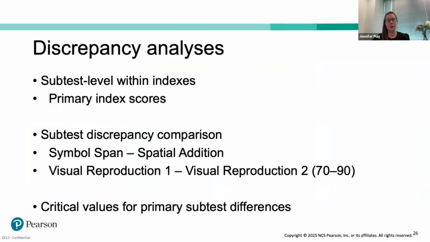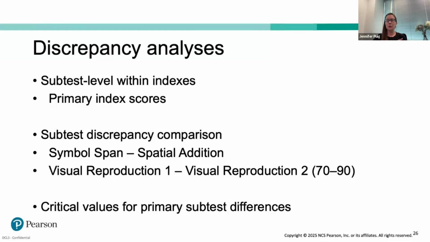All right, discrepancy analyses. In addition to process scores, there are many scores available that allow the examiner to compare the examinee's performance across and within subtests, as well as across WMS 5 and WAIS 5. And I'm going to talk about the different methods for comparing scores and then discuss the ability memory analyses.